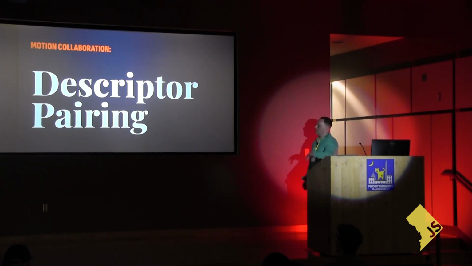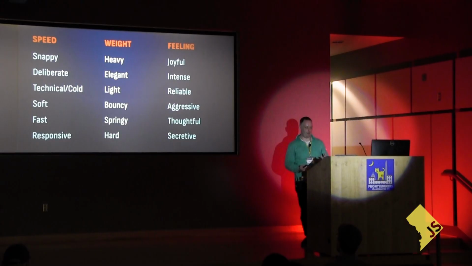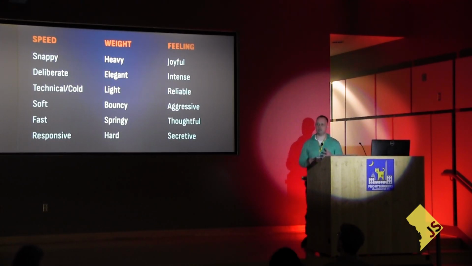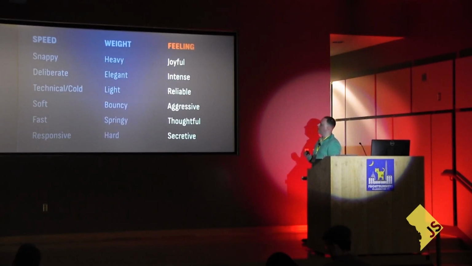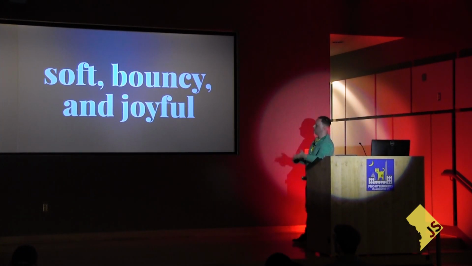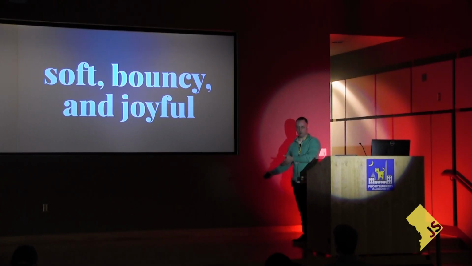So we talked about emotion at the beginning of this. Descriptor pairing is a way to tap into that. By using 3 categories of adjectives, we can start to build a system with just 3 words. We have a few recommended types that we have found good success with: speed, how fast something is moving; the weight, or the feel of the material; and then the feeling that you get from the emotion. When you combine these 3 categories, you can get a statement like soft, bouncy, and joyful.